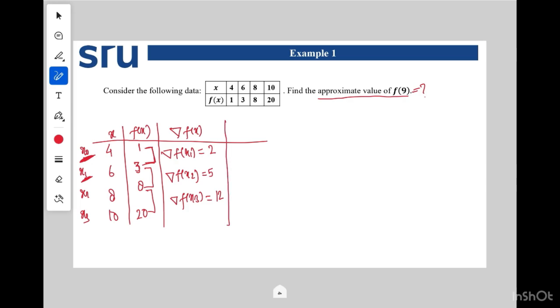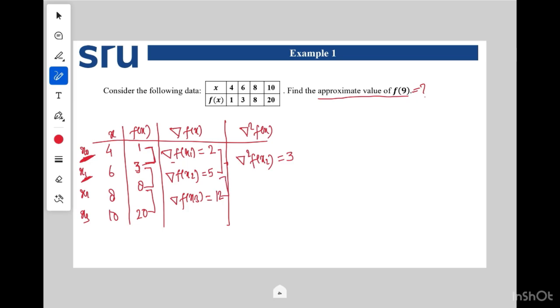Similarly, if we have the first backward difference, we can calculate del 2 f of x, the second backward difference. So what will be del 2 f of x2? We cannot calculate del 2 f of x1 because we don't have a previous point before x1. Del 2 f of x2 means del f of x2 minus del f of x1, so this is 5 minus 2, which is 3.